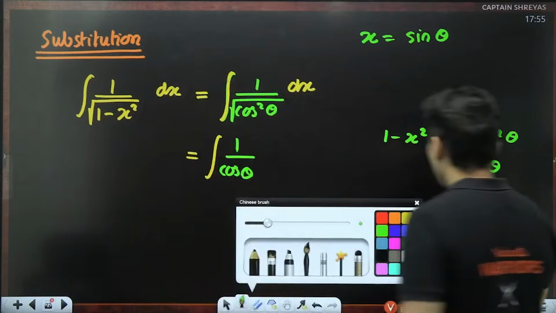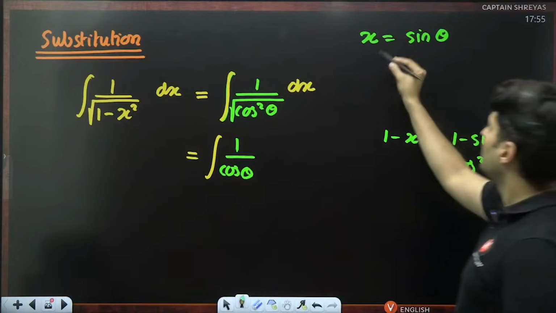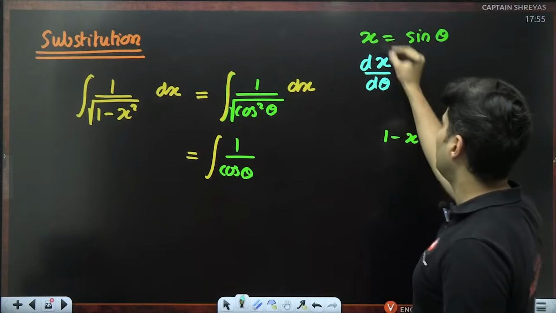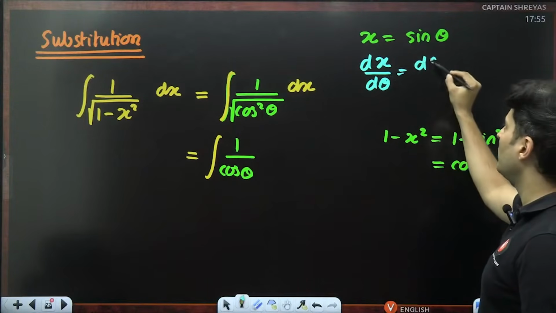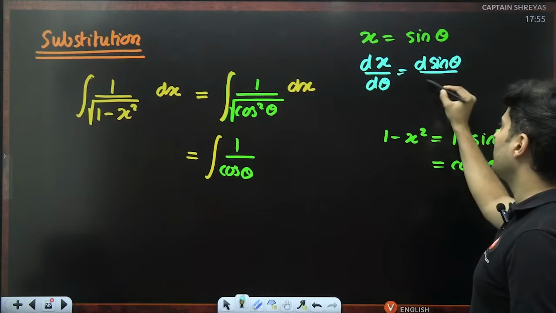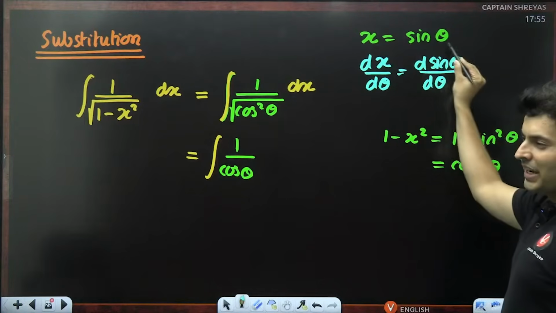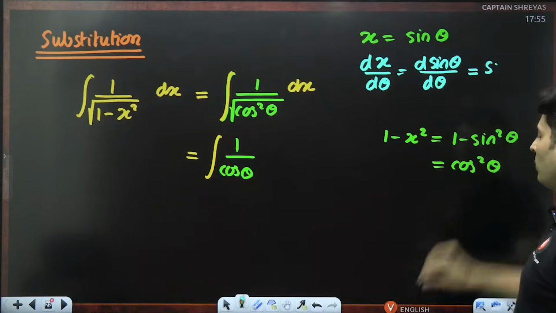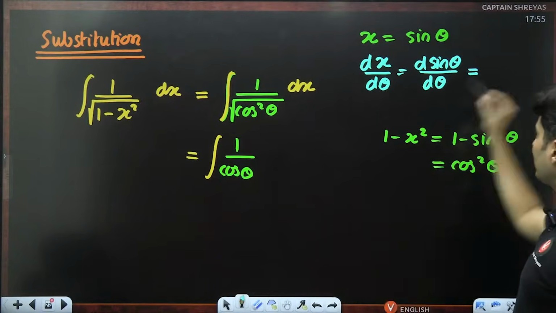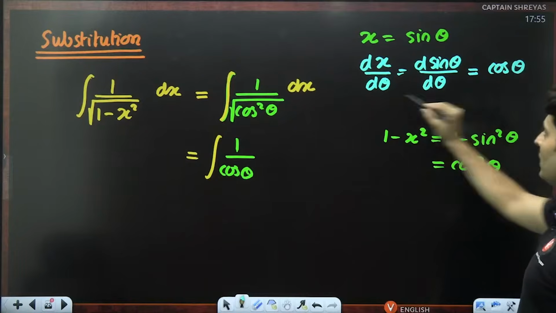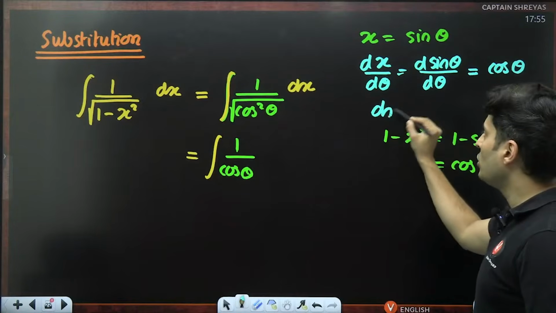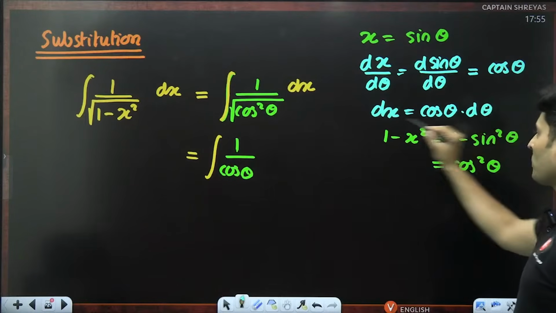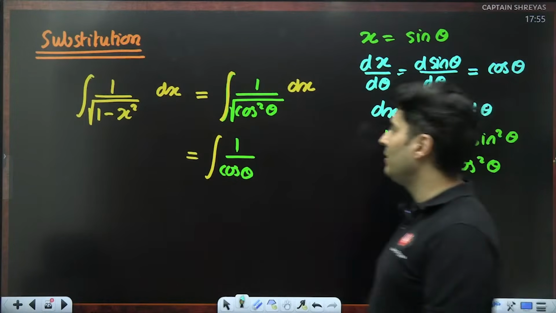No worries at all. Just look over here, my dear students. Just differentiate this x with respect to theta. That means you are differentiating sine theta with respect to theta. What is the derivative of sine theta, my dear warriors? It is nothing but cos theta. Take that d theta on the top. So you will get dx is equal to cos theta d theta.